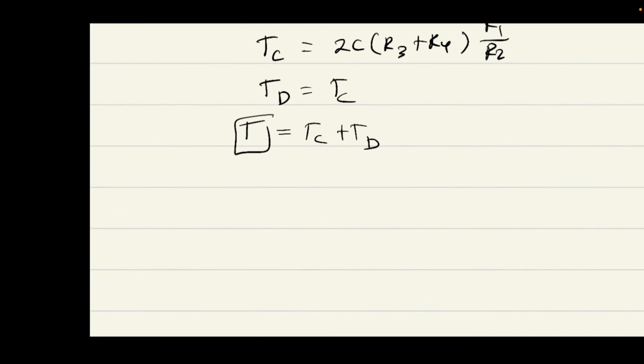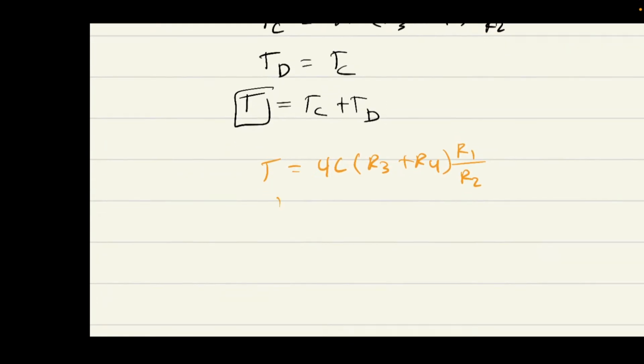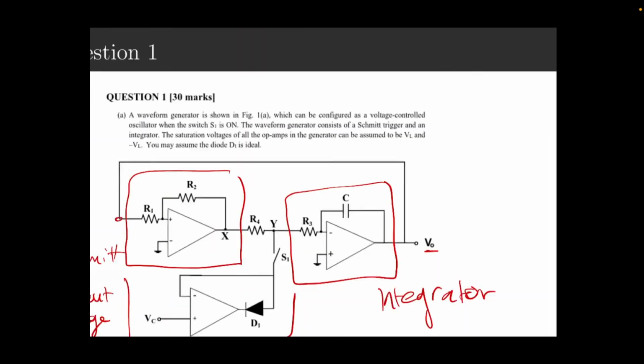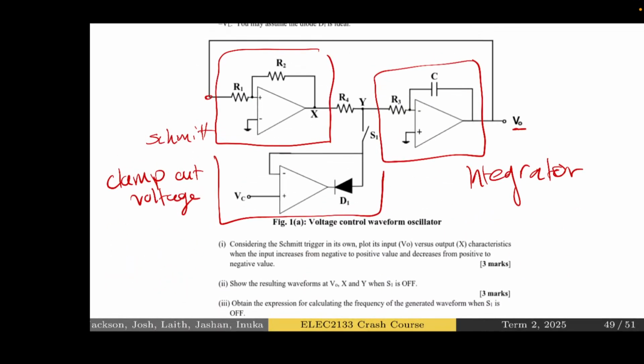Okay, well, T is just the sum of these two, so T is 4C times R3 plus R4 times R1 on R2. And then the frequency is 1 over this, which is just R2 on R1 times 1 over 4C times R3 plus R4. Right? Okay, makes sense. So we've just found an expression for the frequency of the generated waveform.